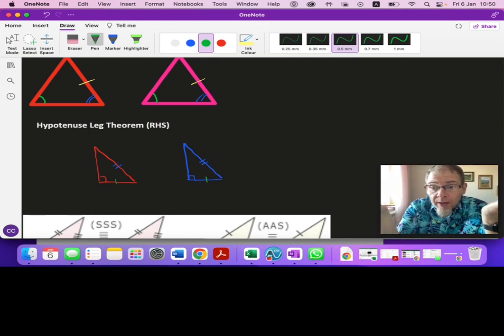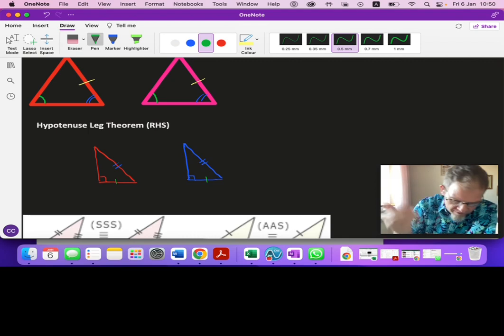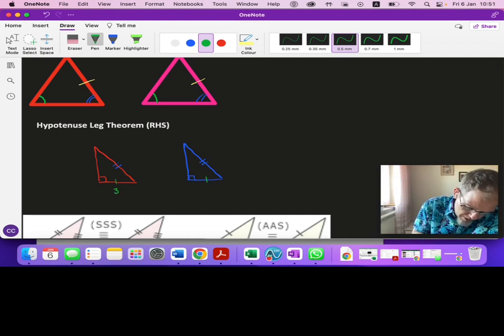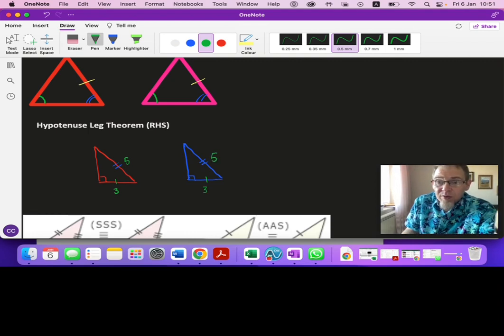Now, the reason why that exists is Pythagoras. If I tell you that this is 3 and this is 5 and this is 3 and this is 5, the other side, because of Pythagoras, has got to be 4. There's no other option, which means, because of side, side, side, they're the exact same triangle. Those angles have to be the same, all of that, okay? So that's a really nice thing.